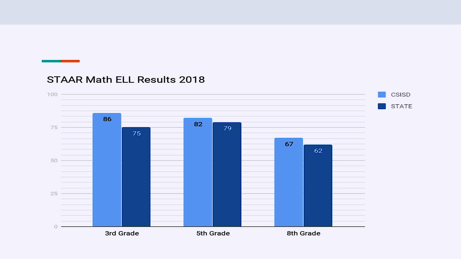So when we look at ESL, or our English language learners, for math, we have 86% of our third graders passing, 82% of our fifth graders, and 67% of our eighth graders. So we're a little above the state average in all those areas.